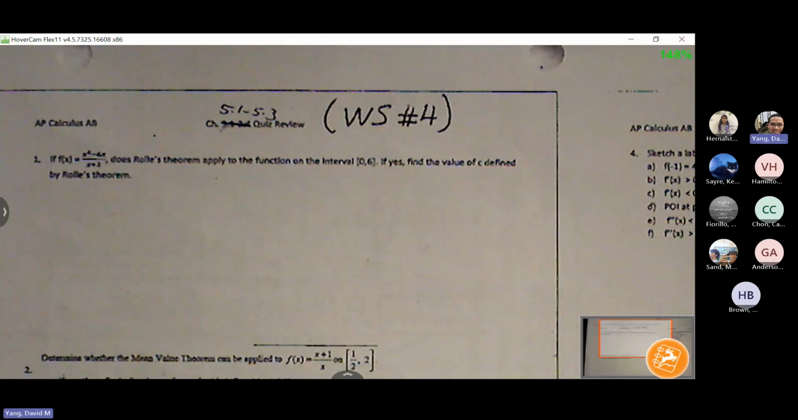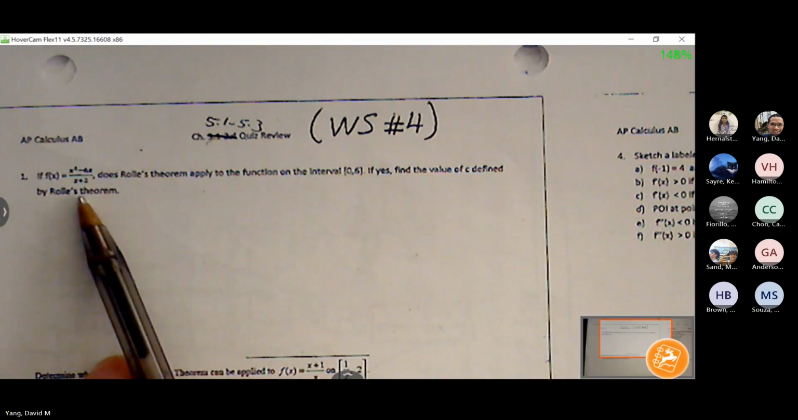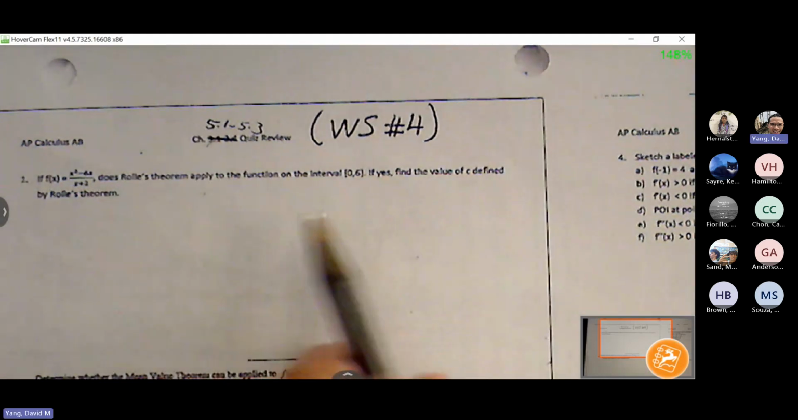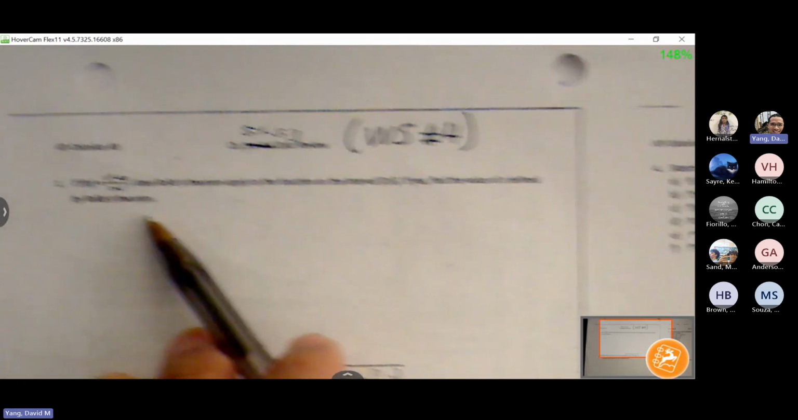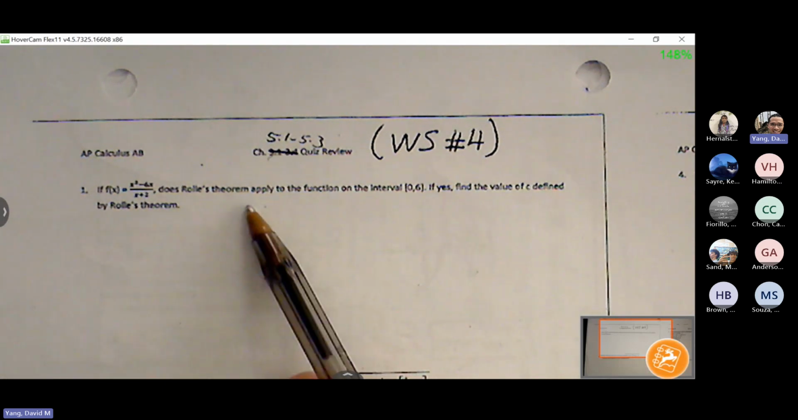Okay, so number one, this one is starting off with Rolle's theorem. Here's my function, x squared minus 6x over x plus 2. Does Rolle's theorem apply to the function on the interval from 0 to 6? If yes, find the value of c defined by Rolle's theorem. So Rolle's theorem is trying to guarantee a slope 0.